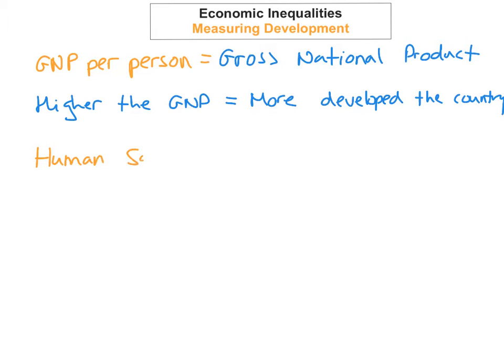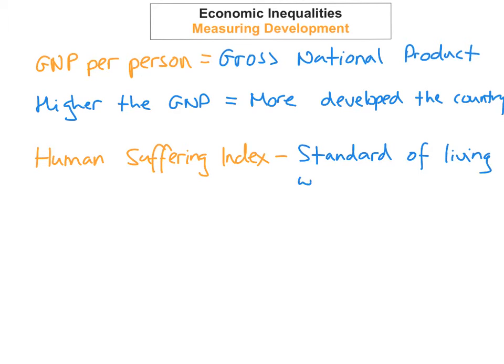So human suffering index, because this gives us a much better idea of the quality of life. It tells us the standard of living within a country.